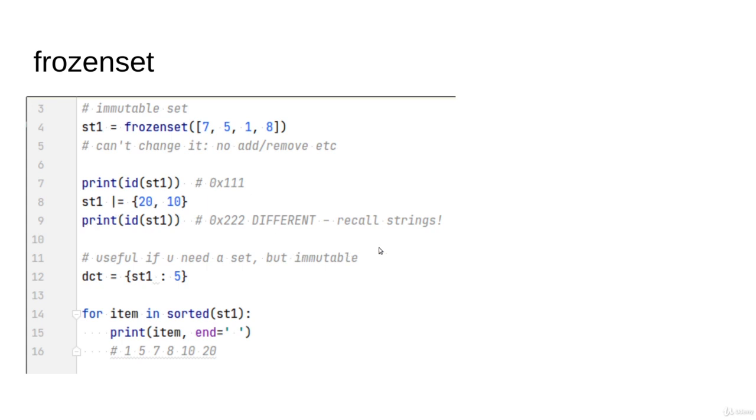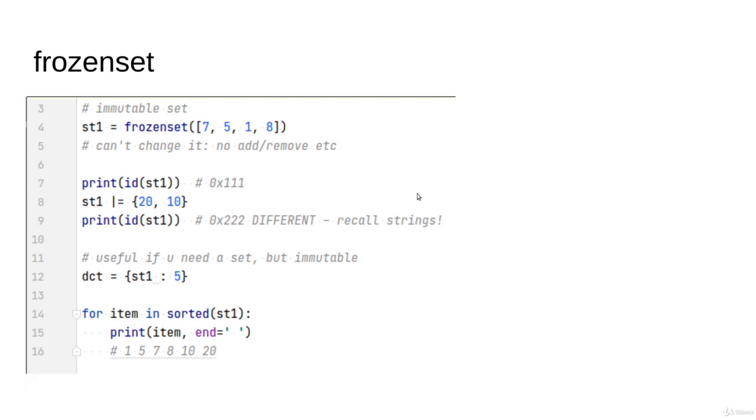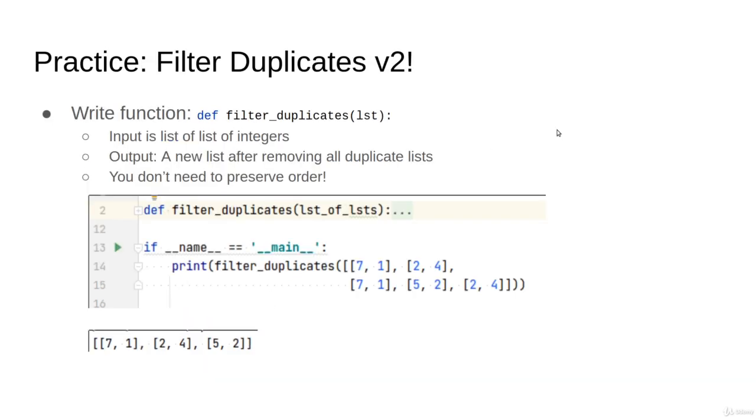Now, as I said, having a frozen set is useful mainly for something like a dictionary. And again, you can iterate over the set using sorted items or so. Let's make a practice here so that you can see one practical example.